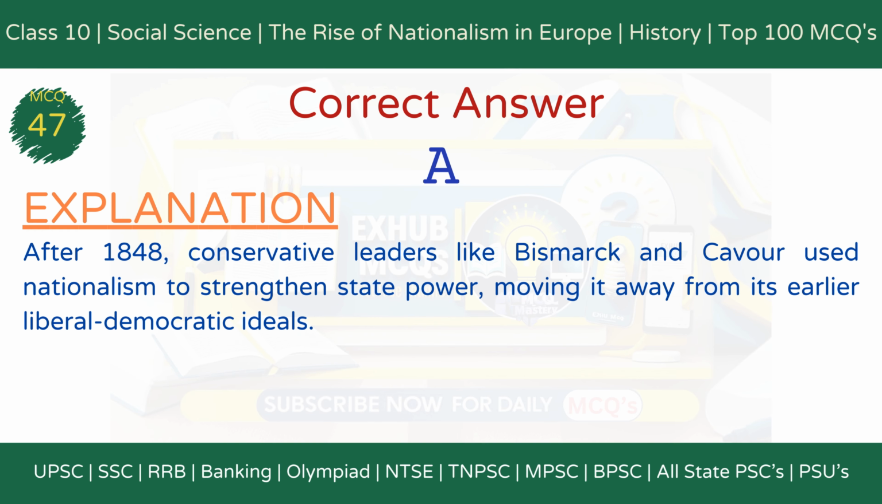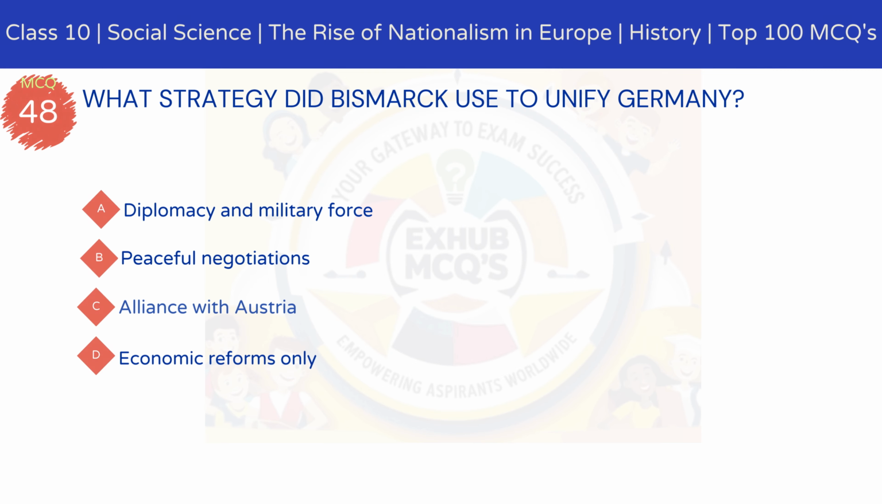The correct answer is option A. It moved from liberal to conservative hands. Explanation: After 1848, conservative leaders like Bismarck and Cavour used nationalism to strengthen state power, moving it away from its earlier liberal democratic ideals.